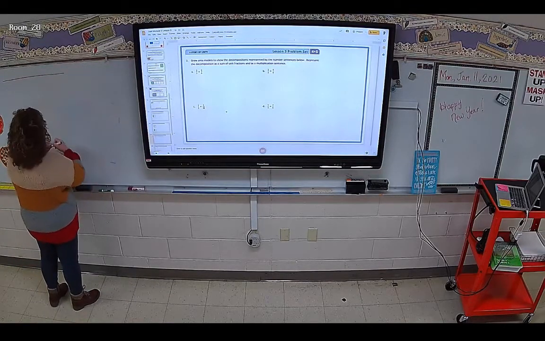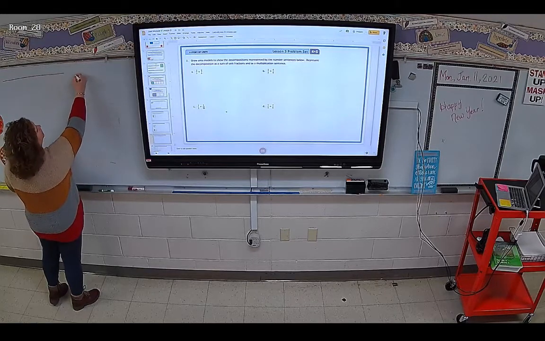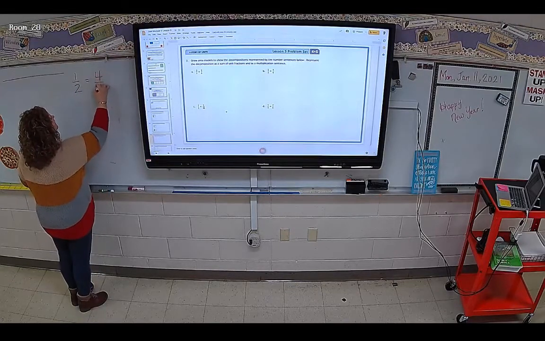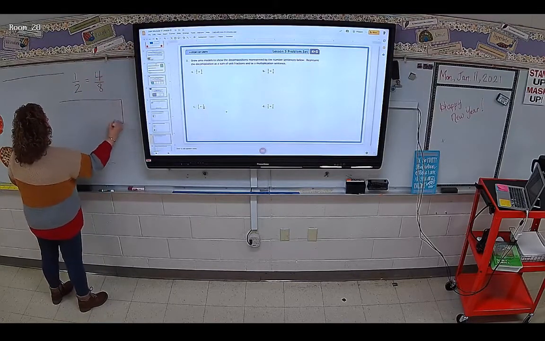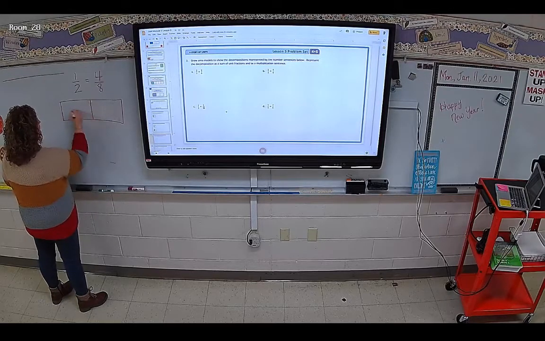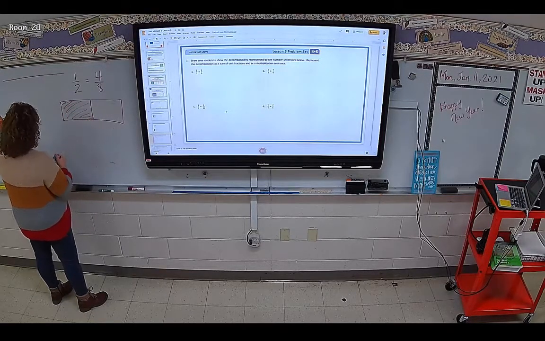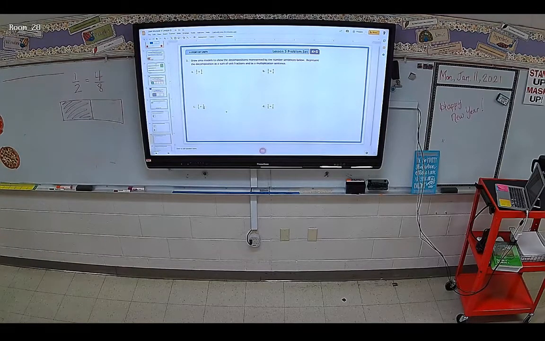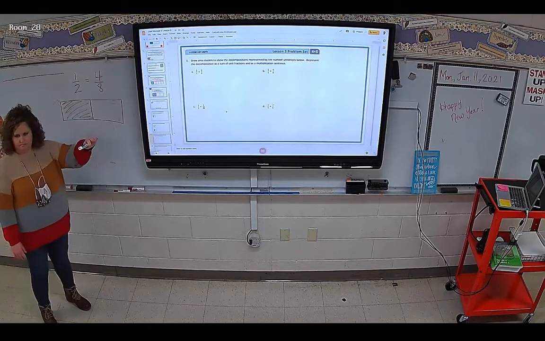What's letter B say? 1/2, 4/8. Same thing. Go ahead and draw that rectangle. Cut it in half and shade. How many times are we going to cut this one? Well, let's see. It says 4/8. We need 8 total boxes. How many cuts are we going to make?